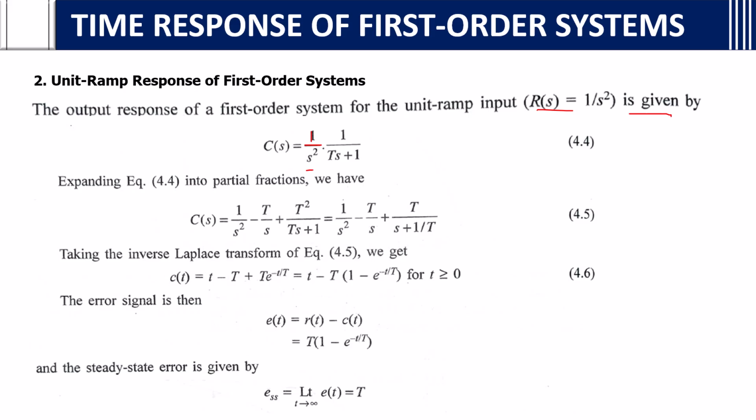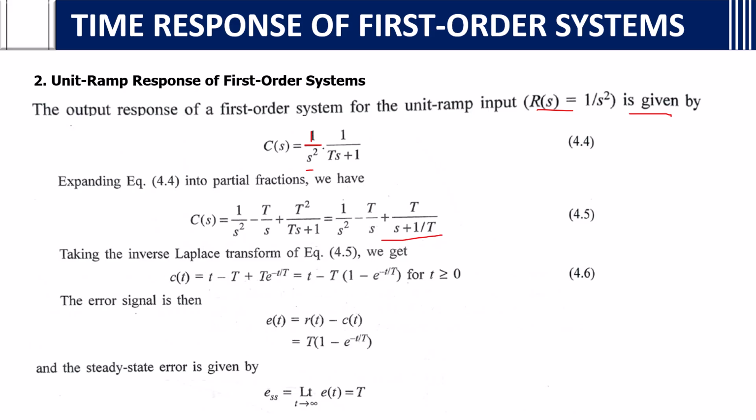Expanding this equation 4 in partial fractions again, you will get 1 by s square minus T by s plus T square by (Ts plus 1). If you calculate this again, you will get this only. You are doing partial fractions, dividing into fractions: 1 by s square minus T by s plus, again taking T common, you will get it this way.